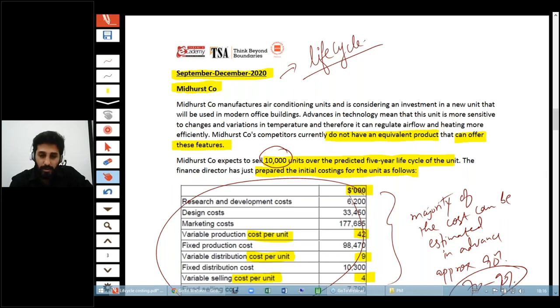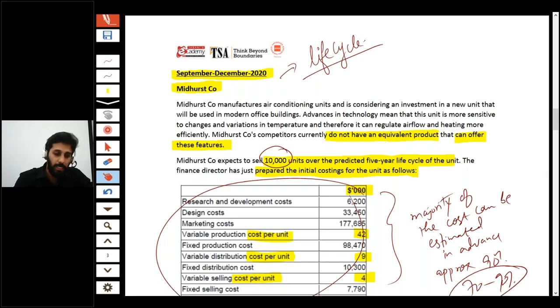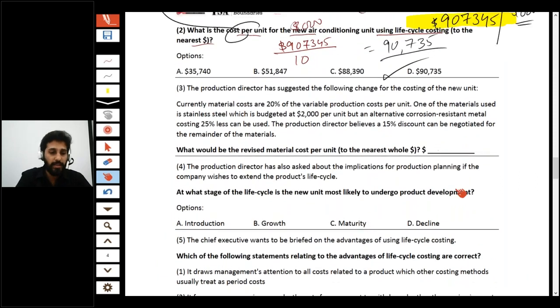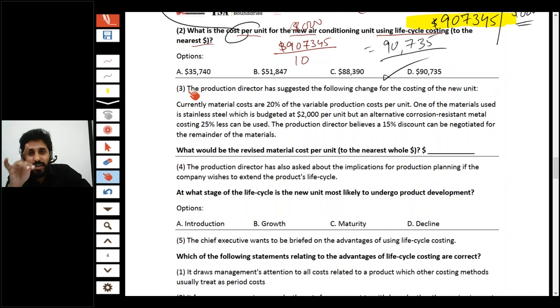Okay, now let's proceed. This is question number 3, and I have extracted this question just because of question number 3. It's really a very good requirement, simple and good. Please read this.